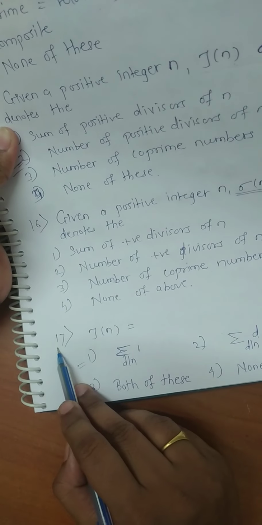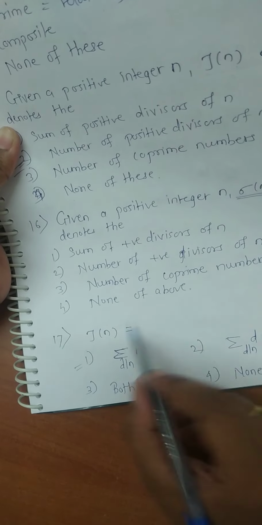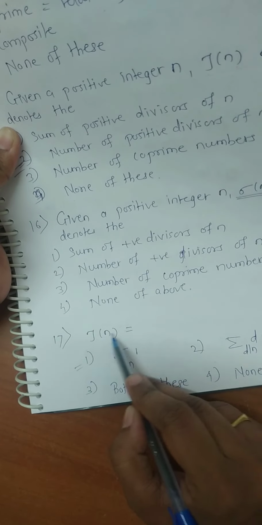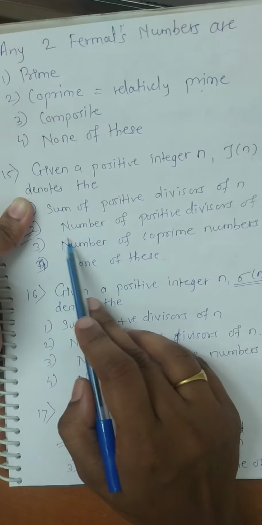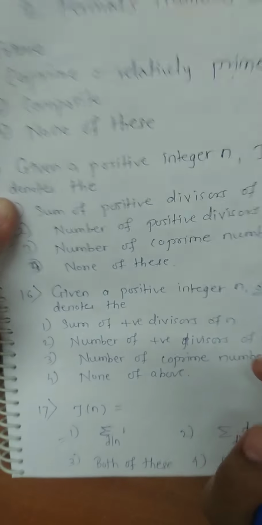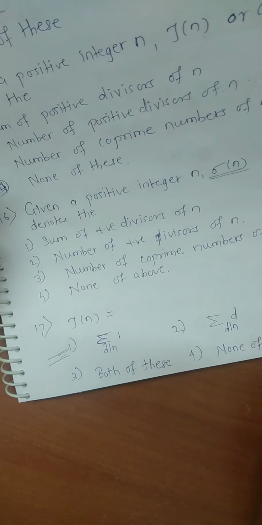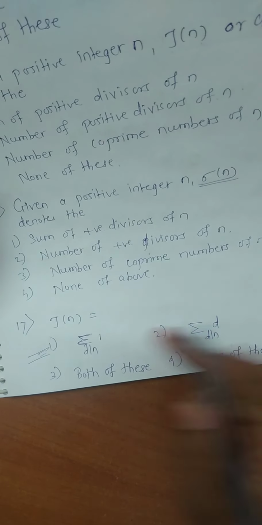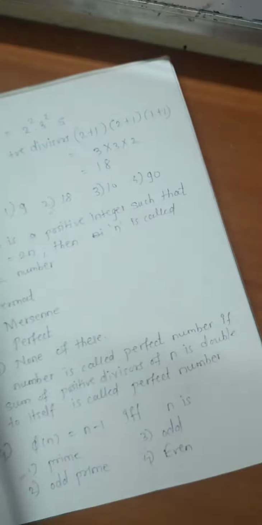Next MCQ number 17. What is the definition of tau of n? How to find tau of n? Tau of n means number of positive divisors of n. How can we find the number of positive divisors of n? So the formula is summation of 1 where d divides n. Remember this formula.